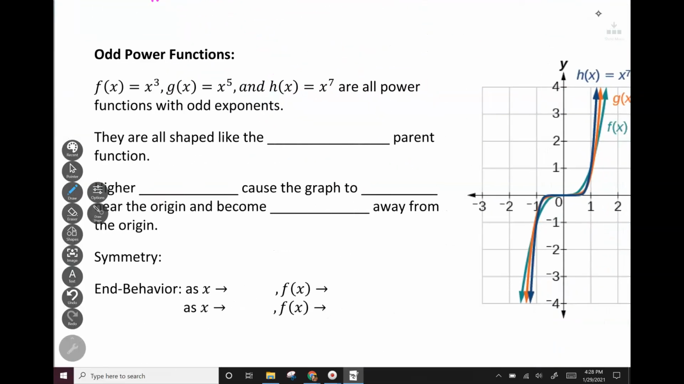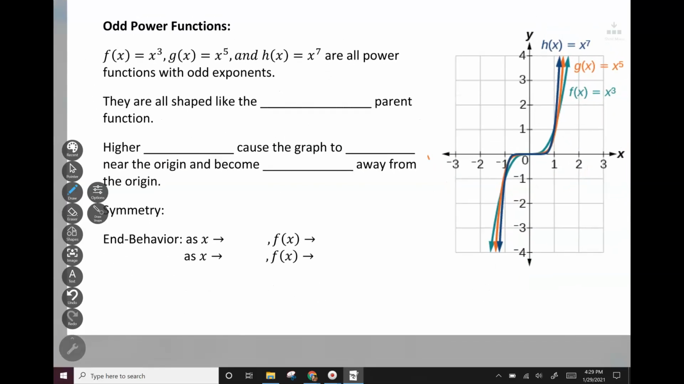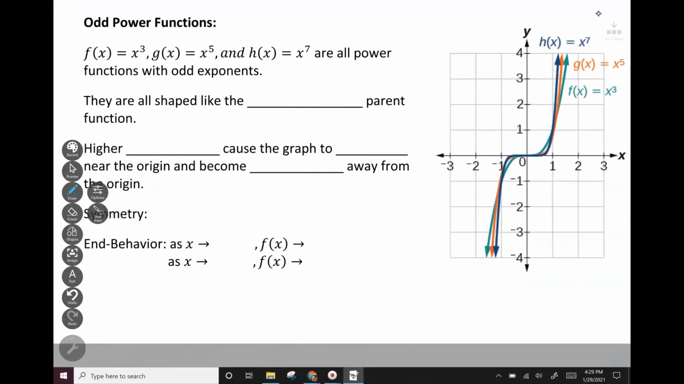All right, what about odd power functions? So odd power functions are going to have odd exponents. Any power function with an odd exponent is an odd power function. Makes sense. And here's what they look like. You can see the graphs on the right.